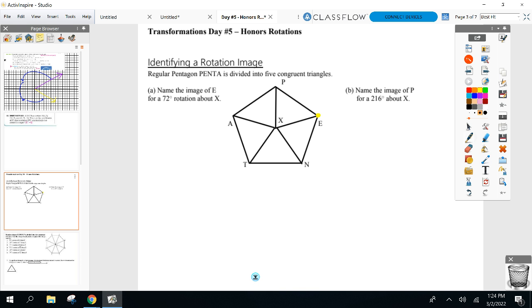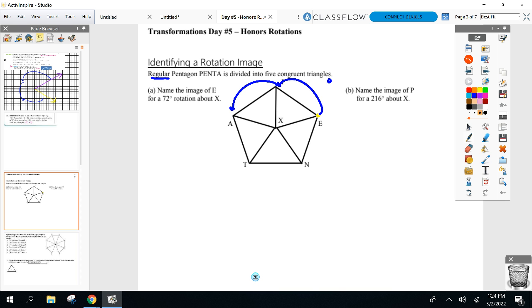Luckily for us, this is not just a pentagon, it's a regular pentagon. Anybody remember regular polygons? What do I know about regular polygons? Griff? All sides are congruent, and all the angles are congruent. So here's what I'm trying to tell you. The fact that this is regular tells me when I rotate from point E to point P, it's the same amount of degrees as if I rotated from point P to point A and so on. You guys think you can find out how many degrees that is?